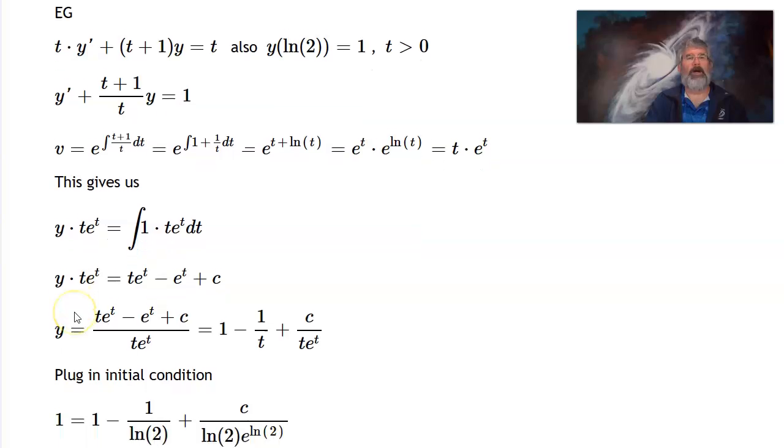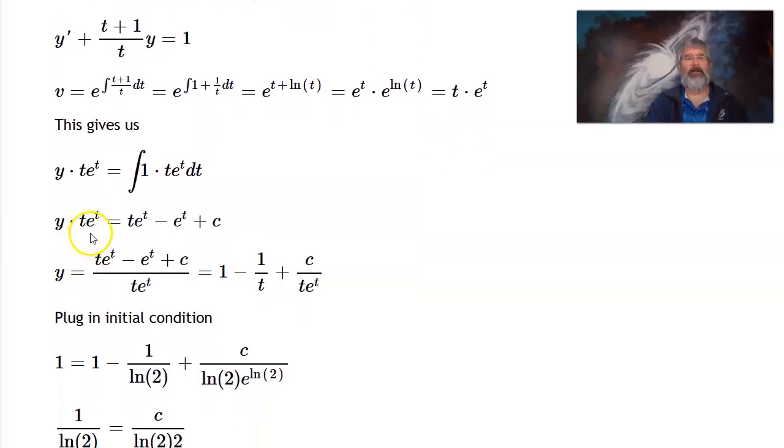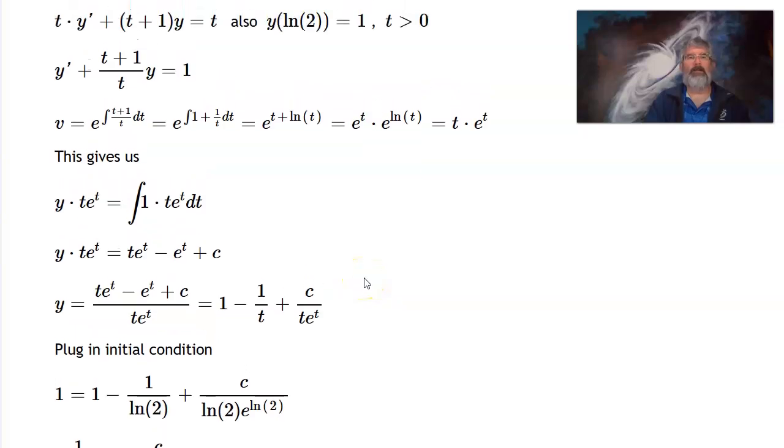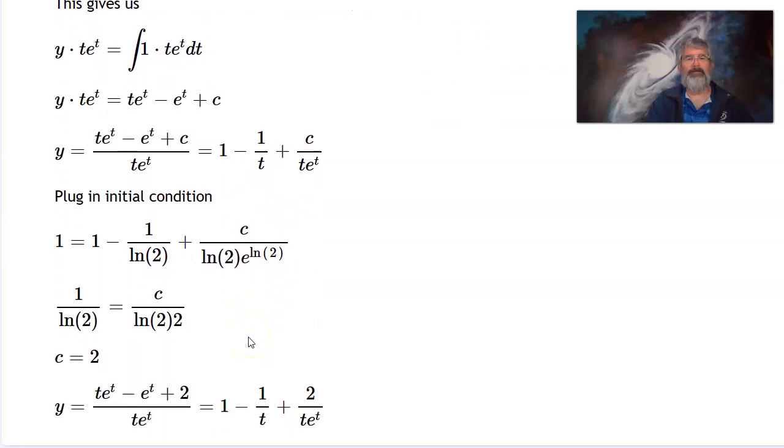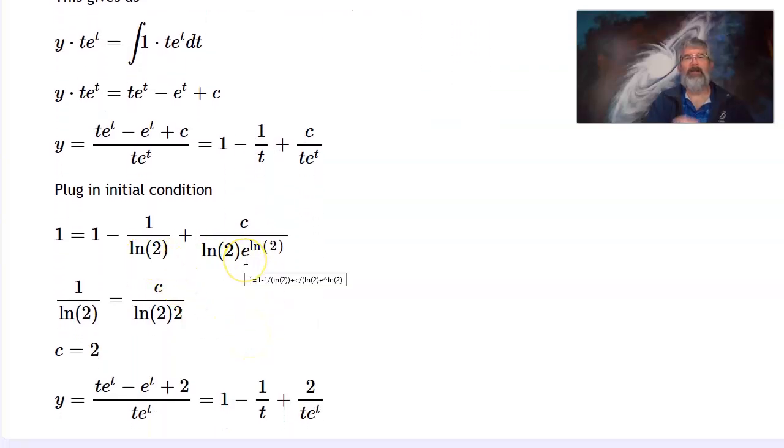Now I can solve for y by dividing by that stuff right there. And it looks like this, which I opted to distribute and simplify. So this divided by that is 1, and this divided by that is minus 1 over t, and then the c divided by that stuff. At this point, I can plug in my initial condition. My initial condition was just off the screen there. When t was log 2, y was equal to 1. So I'm plugging in a 1 for the y, and a log 2 for the t, right here and here.